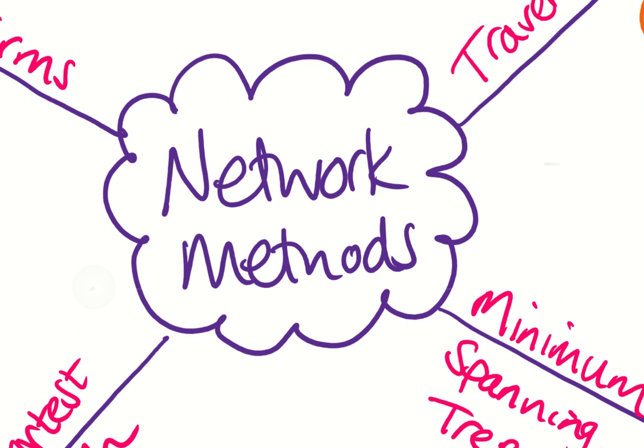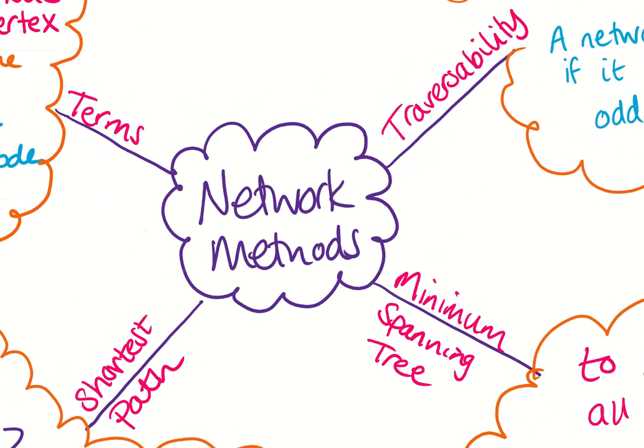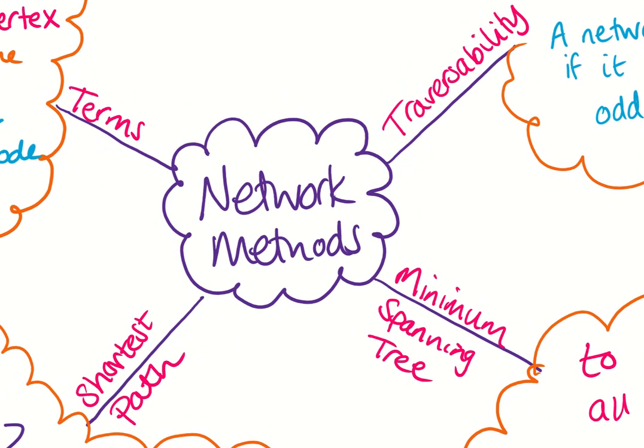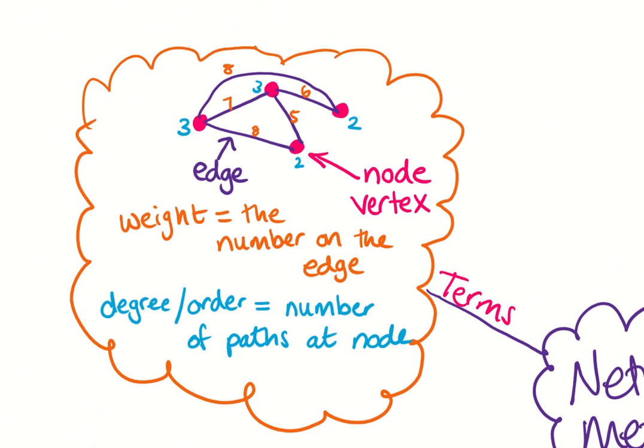And we first of all split it up into four main parts. So there are three methods that you need to do for network methods for level 2 NCEA. And then we had a fourth one, which was about terms that we might need to know about. So we'll start with the terms.